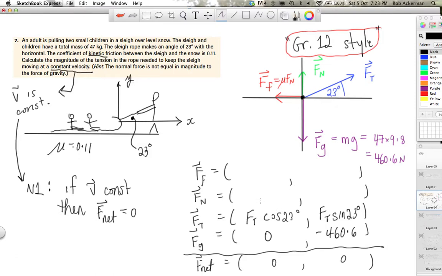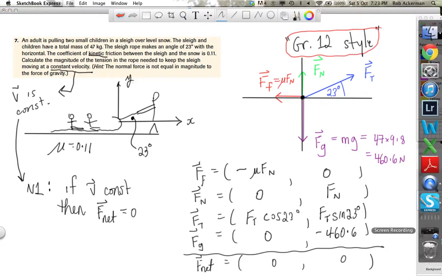How about Fn? What do we write here? None of Fn is in the x direction, so 0 goes there. All of it is in the y direction, positive, and again, a variable. Why not call it Fn? And finally, Ff, none of which is in the y direction. All of it is in the x direction, in fact, the negative x direction. And I could put Ff here, but actually, using the formula we learned back in grade 11, I can replace that with mu Fn.